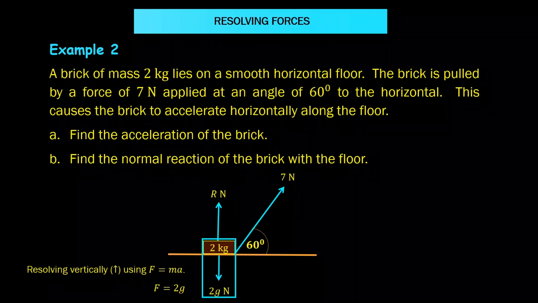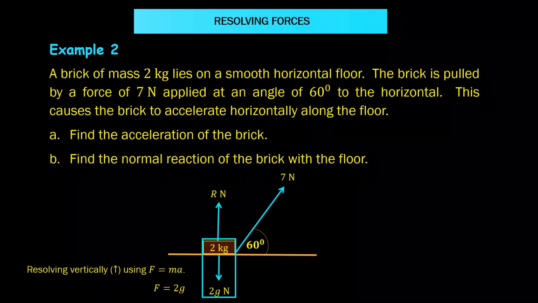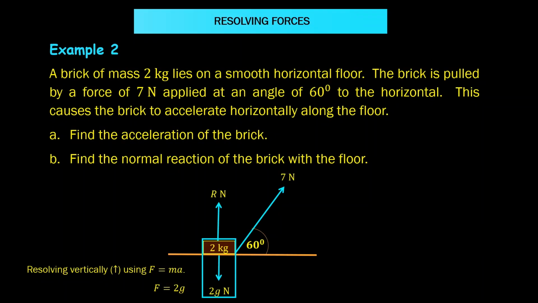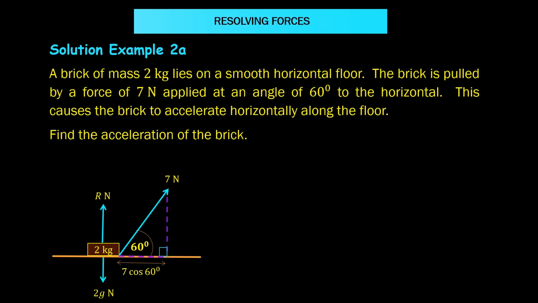And then if we resolve vertically, of course, using F equals ma, and acceleration being the force of gravity, we have F equals 2g newtons. Let's solve part A first, now that we have our diagram. We are required to find the acceleration of the brick.